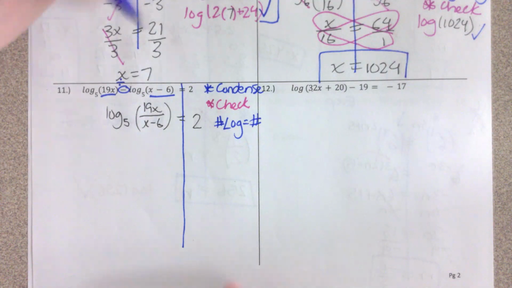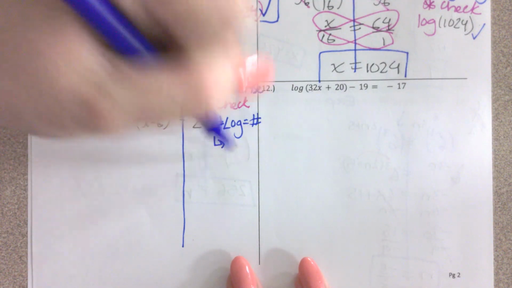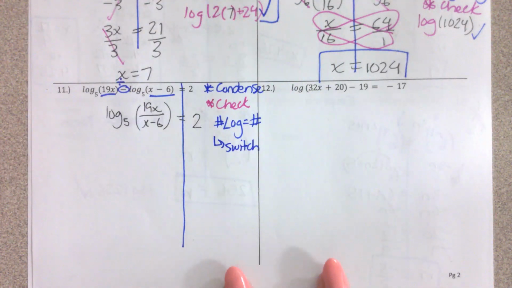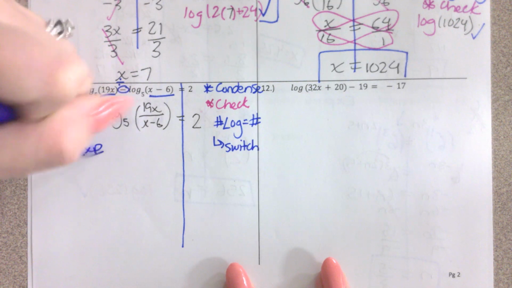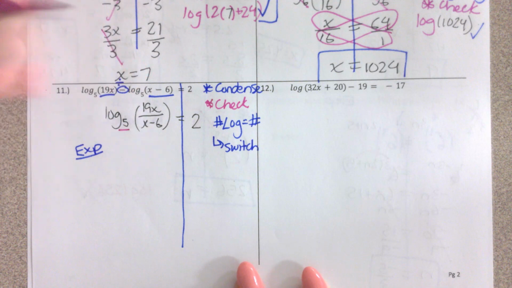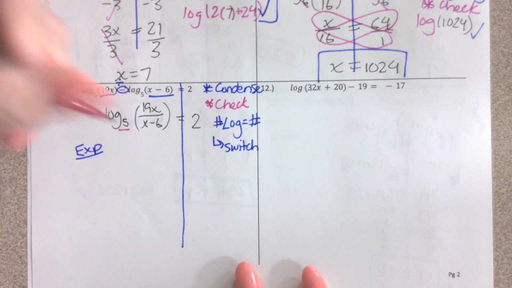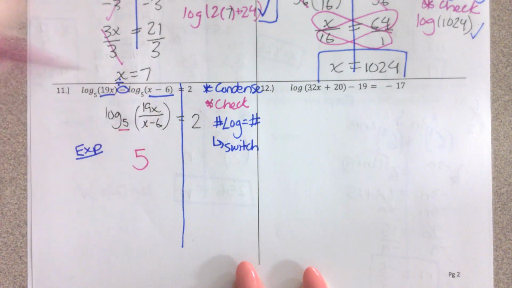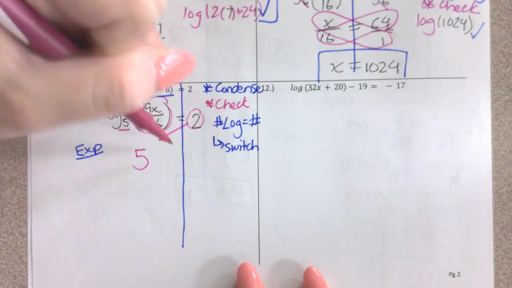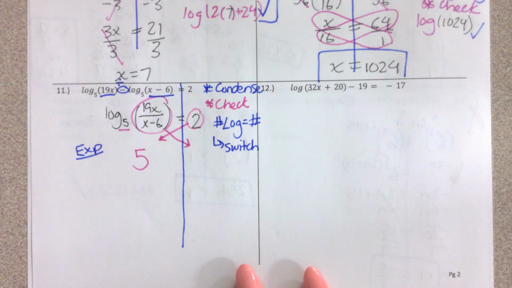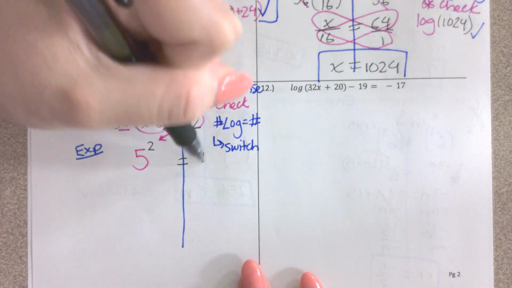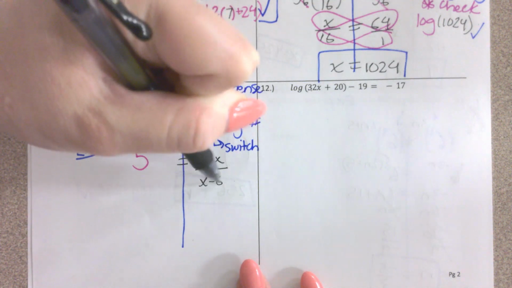And if you remember, log equals number, the only way to solve it is to switch the form. This is currently in log form. I need it in exponential form. Base stays base. My base is 5, and it's going to get bigger. So it's a small 5 in log form. In exponential form, it's a big 5. The other 2 are going to switch places. So this becomes 5 squared equals, and then the 19x over x minus 6 is on the right side.